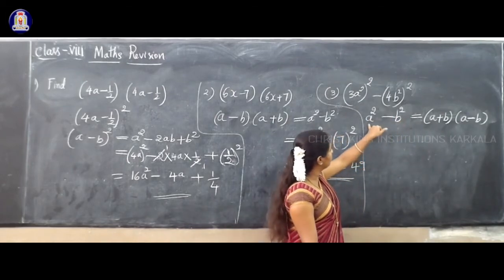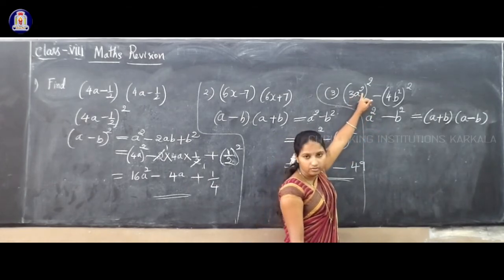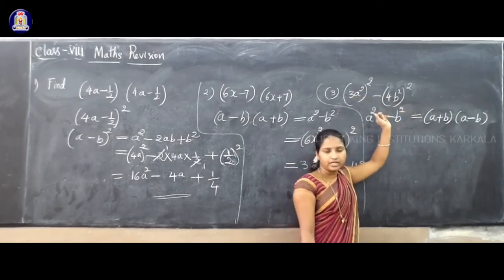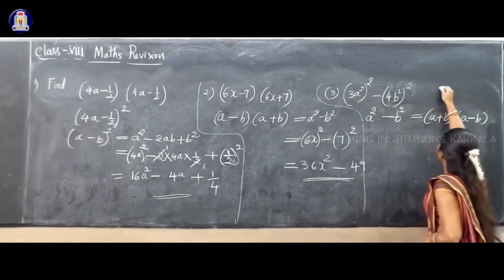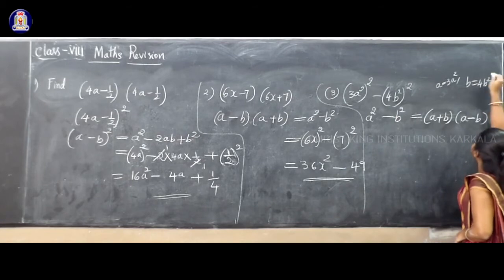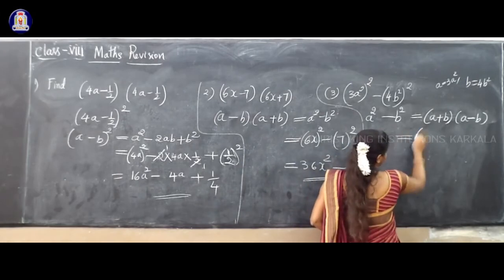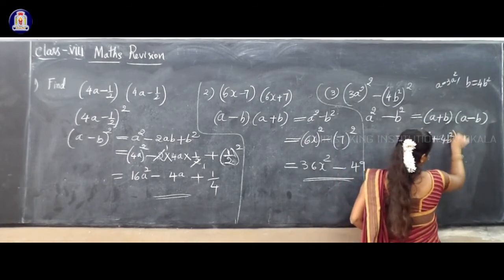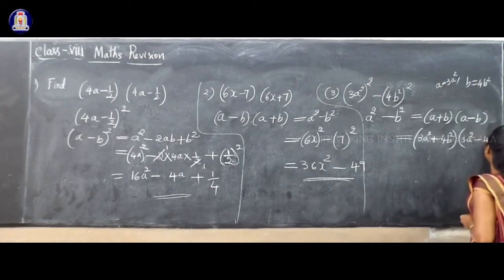Clear? So now see, what is a? In the place of a, we can write 3a square. A is 3a square and b is 4b square. If you want, you can write it inside: a is 3a square and b is 4b square. Okay? So now substitute in the formula. A plus b: a is 3a square, plus b is 4b square. Next, a minus b: a is 3a square, minus 4b square.